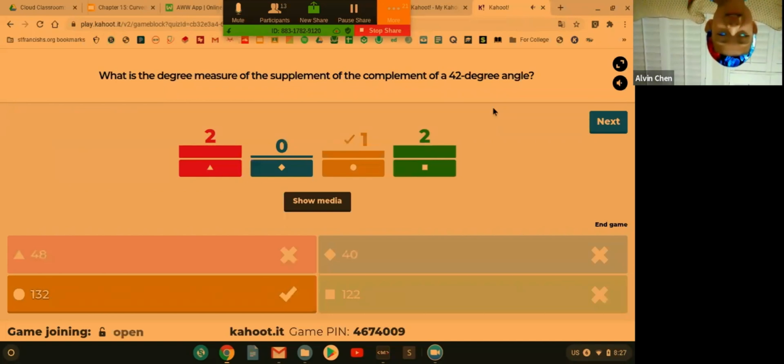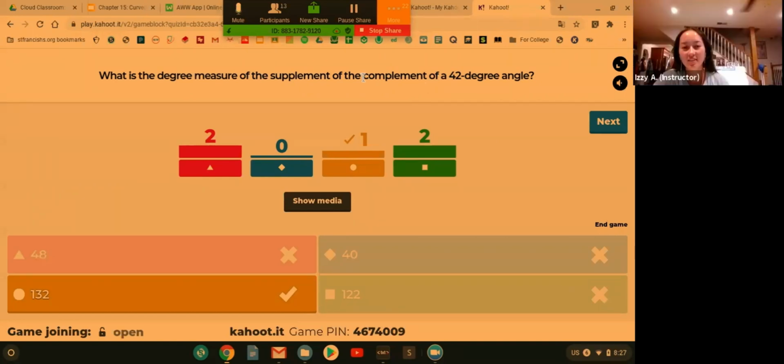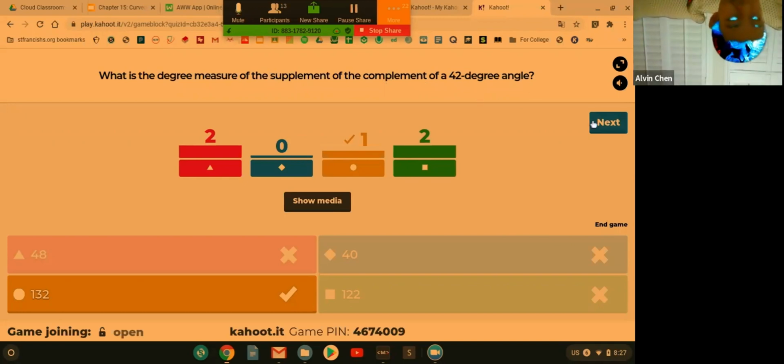Oh, why am I the only one that got it right? Okay. First you would have figured out the complement of a 42-degree angle. So that would have been 90 minus 42. You'd have gotten 48, and then you would find the supplement of the 48-degree angle. So that's 180 minus 48. You would have gotten 132.